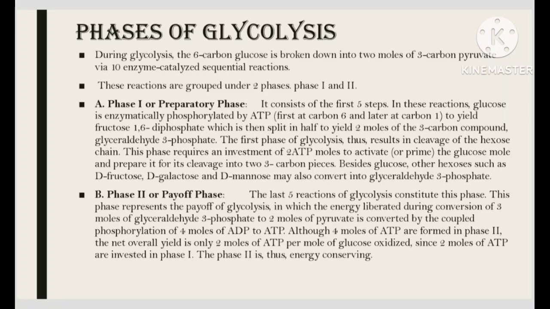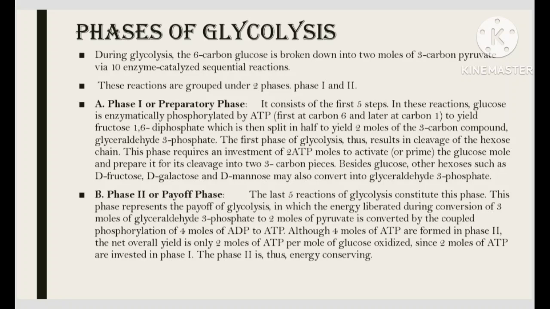In these reactions, glucose is enzymatically phosphorylated by ATP, first at carbon 6 and later at carbon 1, to yield fructose 1,6-bisphosphate, which is then split in half to yield 2 moles of the 3-carbon compound glyceraldehyde 3-phosphate. The first phase of glycolysis thus results in cleavage of the hexose chain. This phase requires an investment of 2 ATP moles to activate, or prime, the glucose molecule and prepare it for its cleavage into two 3-carbon pieces. Besides glucose, other hexoses such as D-fructose, D-galactose and D-mannose may also be converted into glyceraldehyde 3-phosphate.